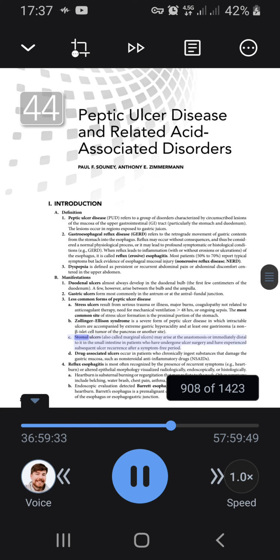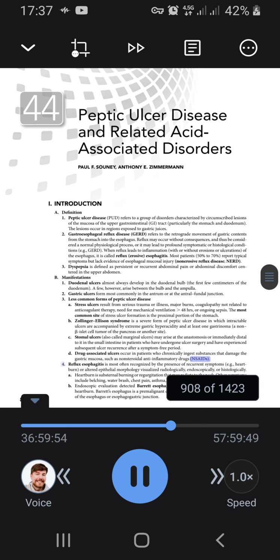C. Stomal ulcers, also called marginal ulcers, may arise at the anastomosis or immediately distal to it in the small intestine in patients who have undergone ulcer surgery and have experienced subsequent ulcer recurrence after a symptom-free period. D. Drug-associated ulcers occur in patients who chronically ingest substances that damage the gastric mucosa, such as nonsteroidal anti-inflammatory drugs (NSAIDs).